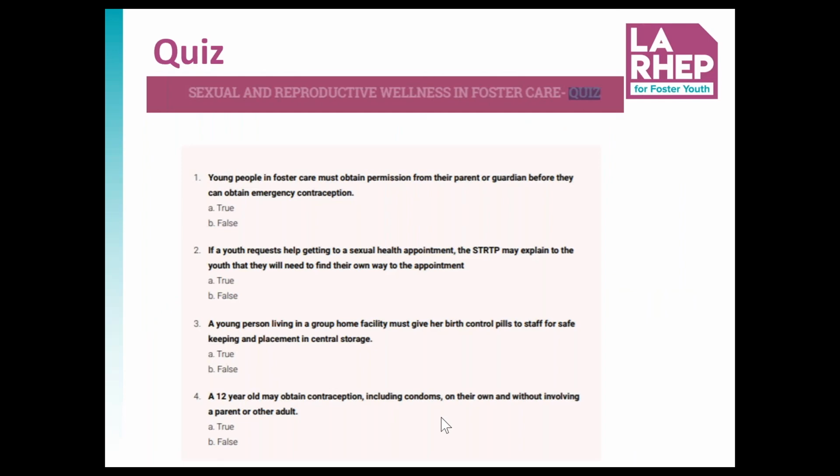And are you able to switch the slide? Perfect. So yes. Oh, okay, there you go.